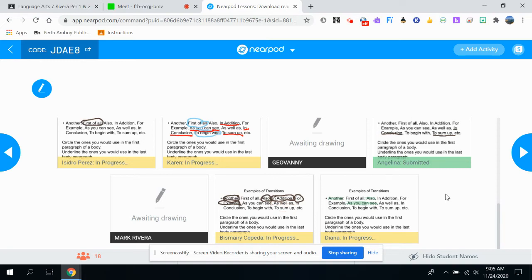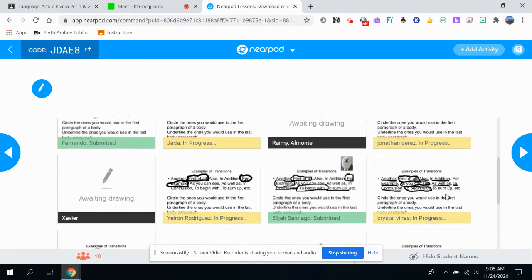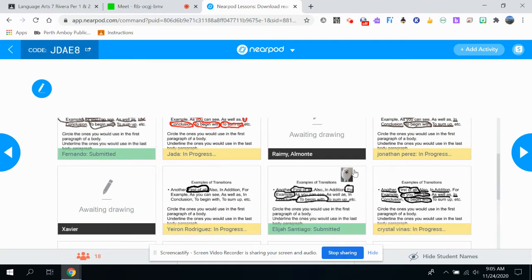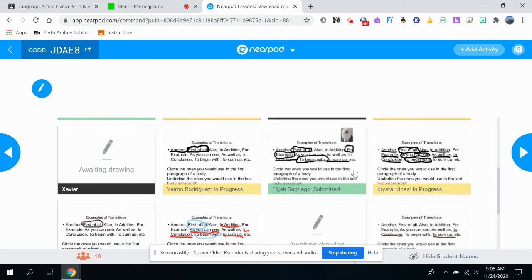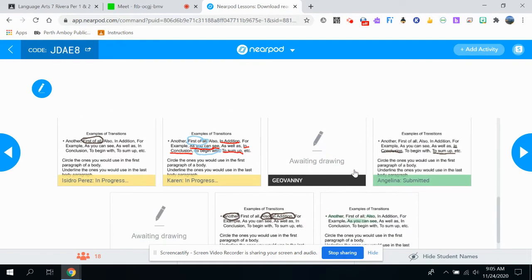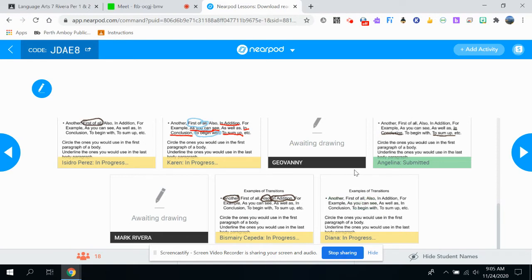You're supposed to circle things as well, not just underline things. Some of you didn't circle anything. Some of you are circling things that should be underlined and underlining things that should be circled. You should only have two things circled, and I would say there's either two or three things that you should have underlined.